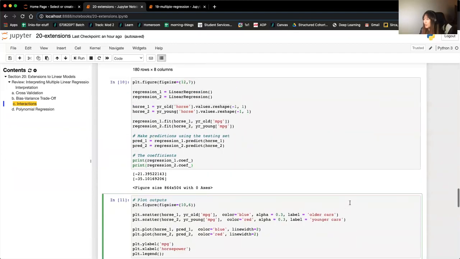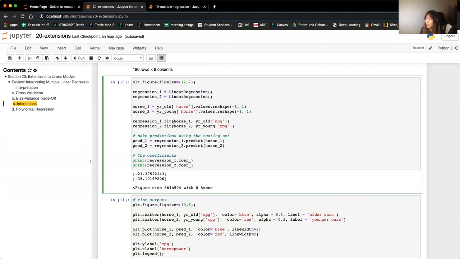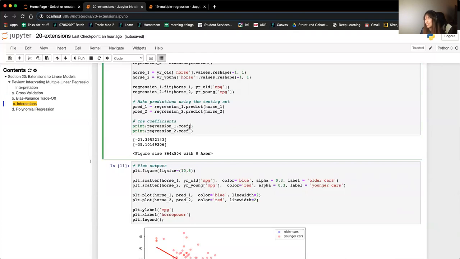Actually, let me scroll up one. If we were to do separate linear regressions for horsepower in the older cars and horsepower in the younger cars, you can see here, and this is pulling out the coefficients, that the coefficients are quite different. You have to know about scale, but you can confirm that it seems to be a different gradient or a different relationship when you're looking at older and younger cars.